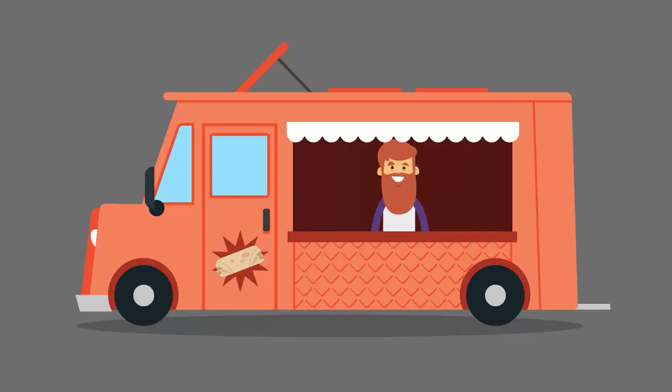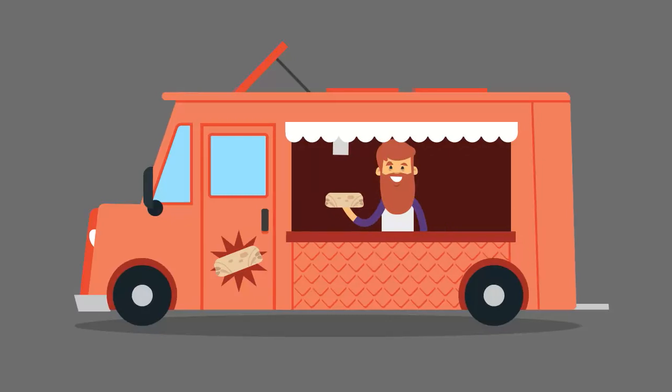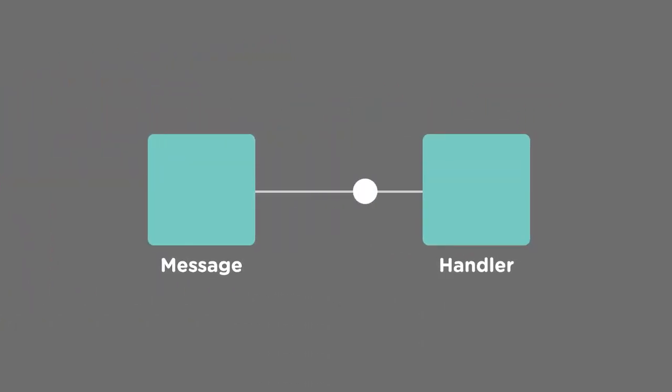So Tim, our handler, only works at this burrito truck, our thread, and he's responsible for taking and preparing the orders, messages and runnables. We're already familiar with runnables, but what's a message? A message is just a way for us to send some arbitrary data to our handler. It's then up to the handler how it will handle the message.